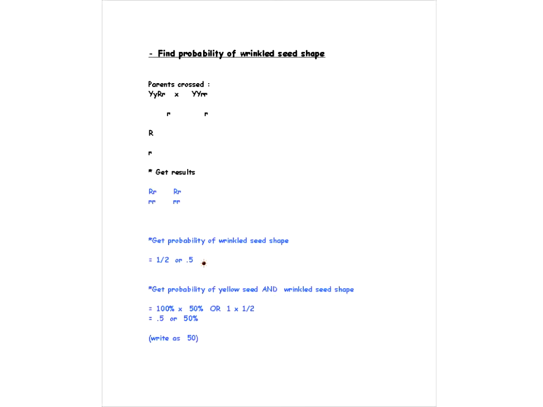When we're multiplying probabilities, we always put it as a decimal. So that's going to be 0.5. When we find our final probability of getting yellow seed and wrinkled seed, we multiply the probability of yellow seed, which is 100%, and we call that 1 as a decimal, by 1/2 or 0.5 for wrinkled seed shape. So 1 times 0.5 is the same as 0.5. And we needed to write our answer as just a number. Since we knew that it was 50%, we just write it as 50. Okay? So that's how we do that one.